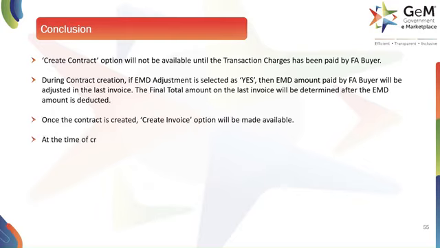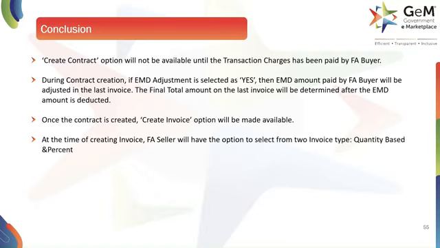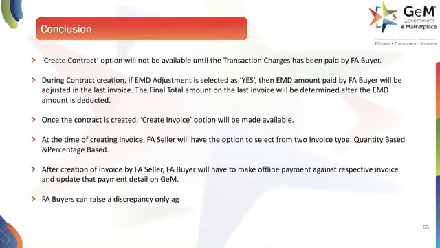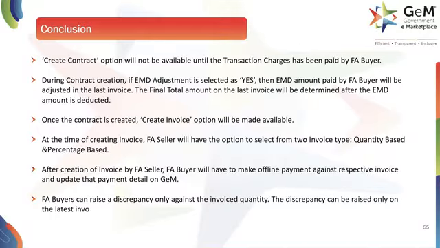At the time of creating invoice, FA seller will have the option to select from two invoice types, quantity-based and percentage-based. After creation of invoice by FA seller, FA buyer will have to make offline payment against respective invoice and update that payment detail on GeM. FA buyers can raise a discrepancy only against the invoiced quantity. The discrepancy can be raised only on the latest invoice.